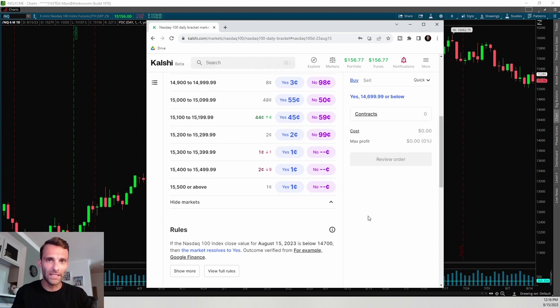So those are some great examples on how to trade breakouts on the S&P 500 and the NASDAQ 100 using Kalshi daily event contracts.